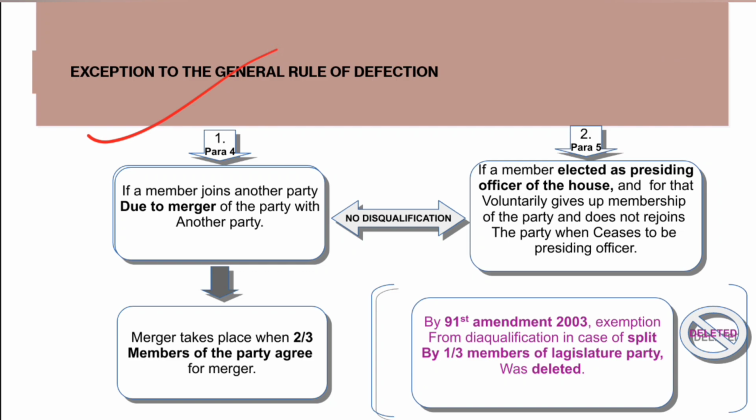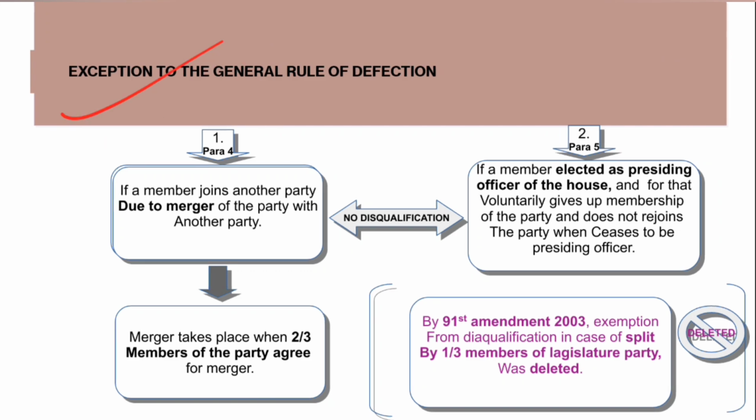Then come some exceptions to the general rule of defection. Exception 1 is under para 4 of the 10th Schedule, and it provides that if a member joins another party due to the merger of the party with another party, and that merger takes place amongst 2/3 members of the party, in that scenario the provisions of defection are not attracted, and this exercise is completely exempted from the charges of defection. But that must be amongst 2/3 members of the party, and it must be a merger between the parties.